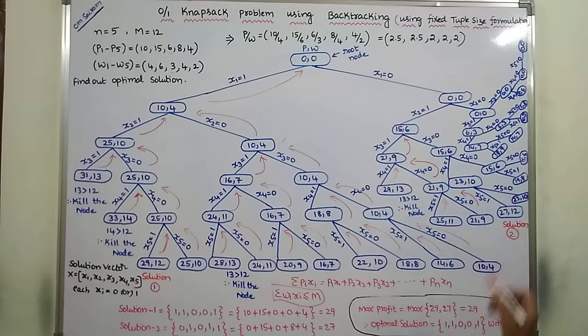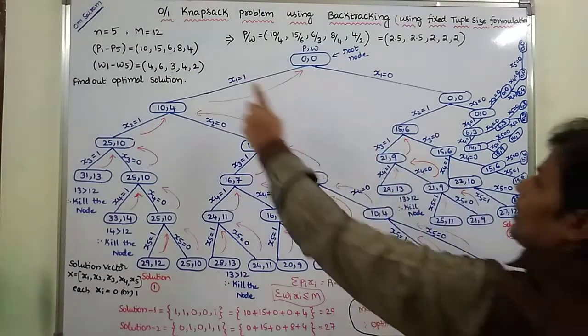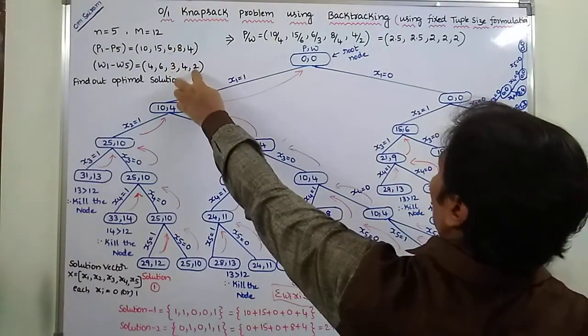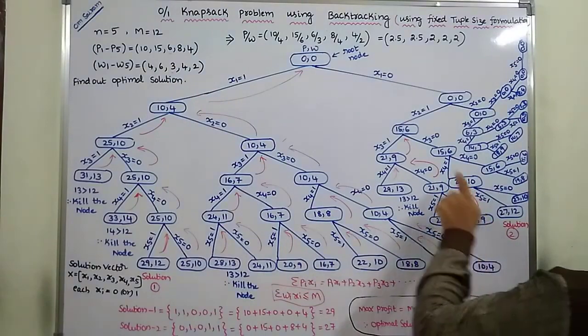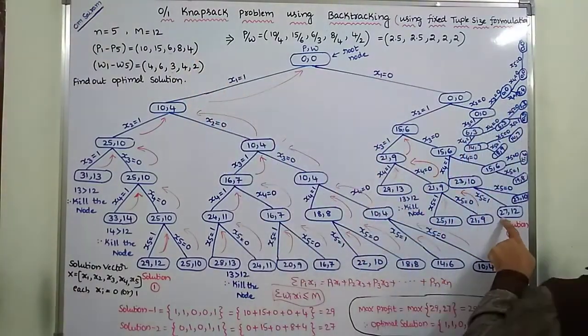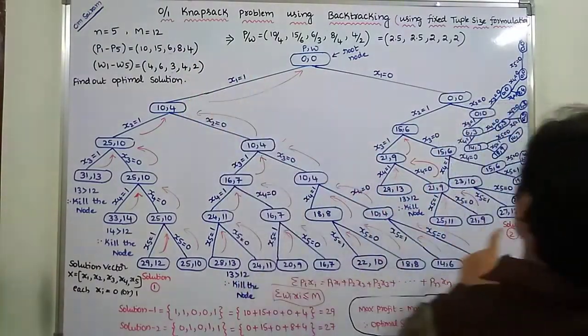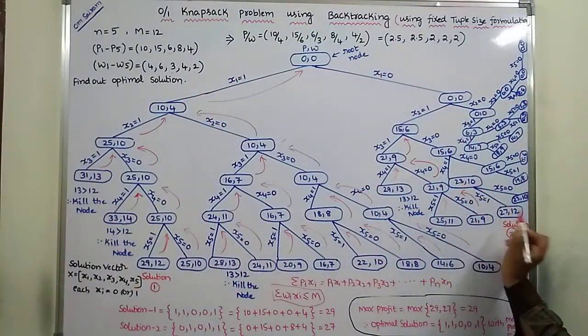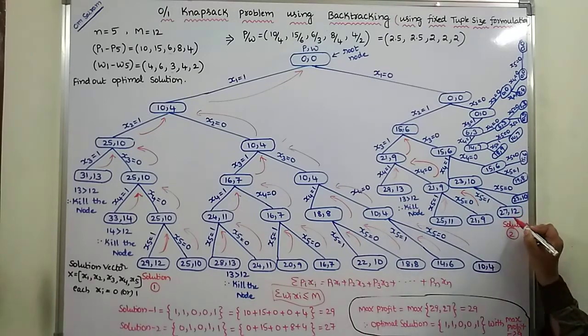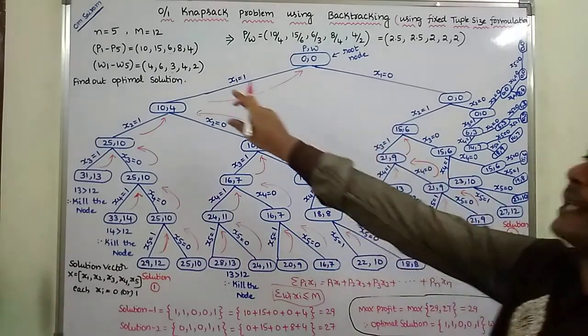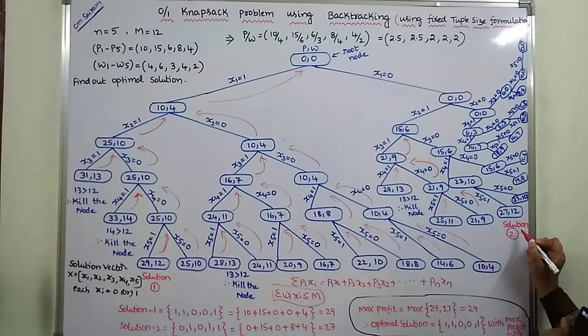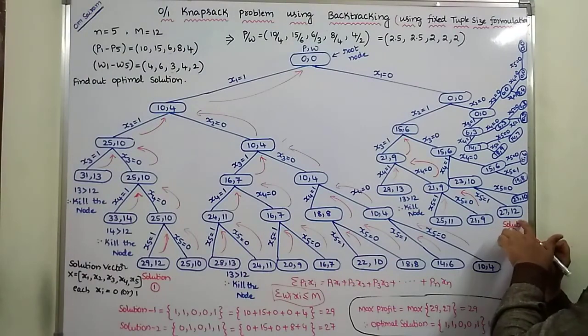By considering the fifth object, x suffix 5 is equal to 1, that means we are considering the fifth object. Here the profit value is 4 and the weight value is 2. 23 plus 4 is 27, and 10 plus 2 is equal to 12. Here the sum of the weights of the objects is equal to the capacity of the knapsack, 12. Now it becomes another solution, 27 comma 12.